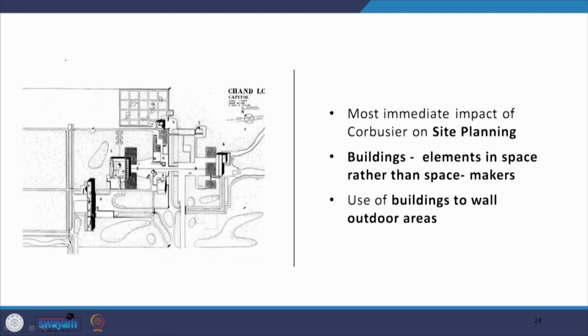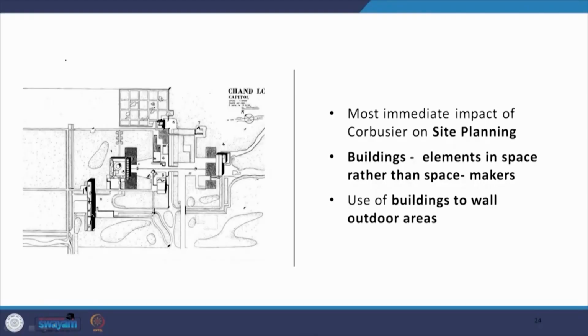The most immediate impact that Corbusier had on site planning was that buildings are elements in space rather than makers of space. I will repeat that, buildings are elements in space rather than makers of space. So, the buildings are used to wall outdoor areas. So, there is a space, for example the open plaza of the capital complex, and the buildings act as if they are the boundaries of the space defining the open plaza.